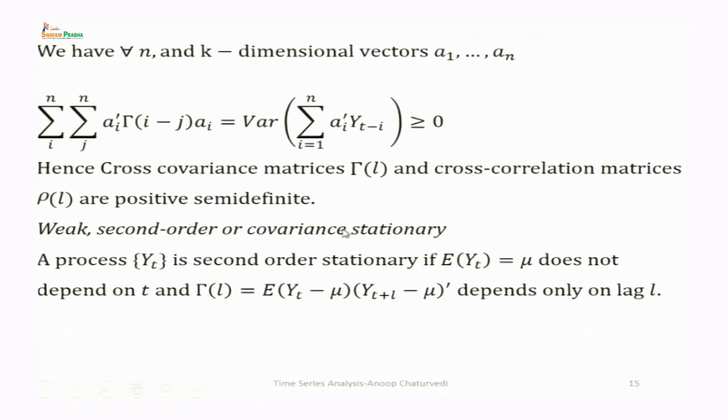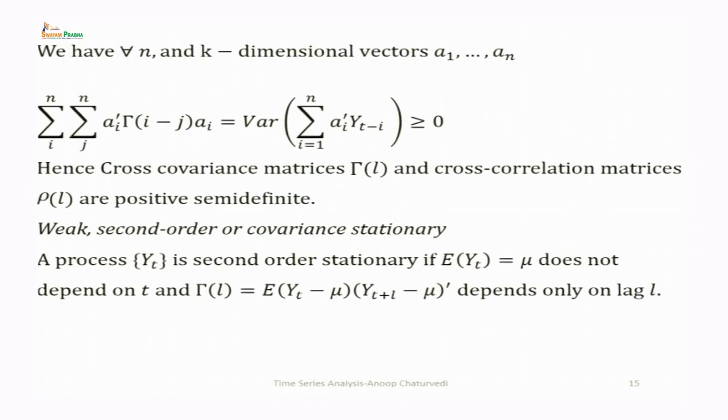Now, suppose you have k dimensional vectors a1, a2, ..., an. Then for all n, summation i equal to 1 to n, summation j equal to 1 to n, a i transpose gamma i minus j a j is equal to the variance of summation i equal to 1 to n a i transpose y t minus i. And this variance is always greater than or equal to 0. So, you can say that the cross covariance matrices gamma L and cross correlation matrices rho L are positive semi definite.